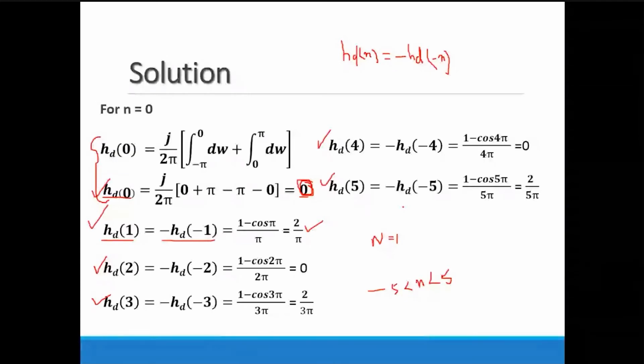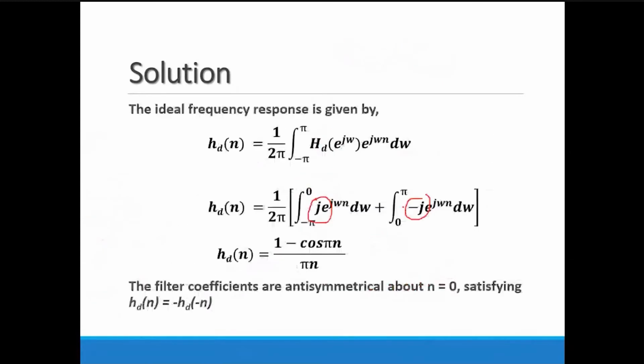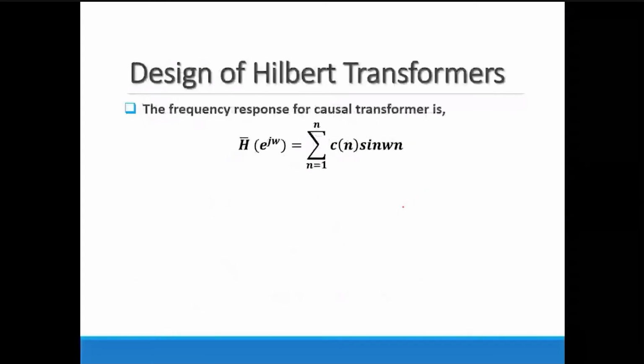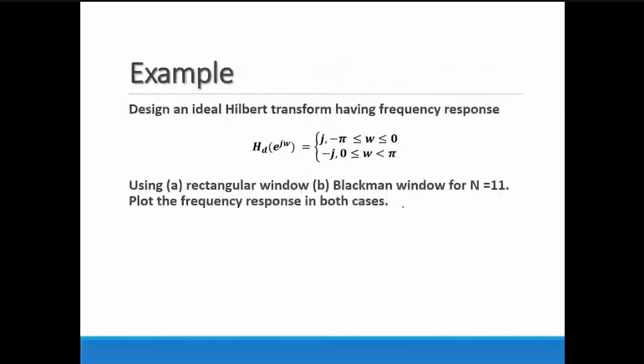Sir, one more question. Yes. Sir, the equation that we have written previously, HDN equals sigma C of n sine omega n, what we have to do with that? We are utilizing that for the causal calculation. I am coming to that. Okay. That's all the question.